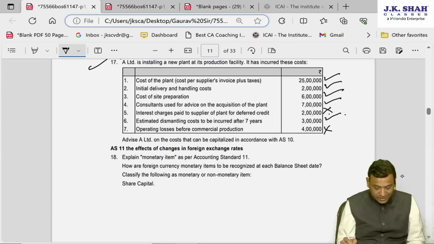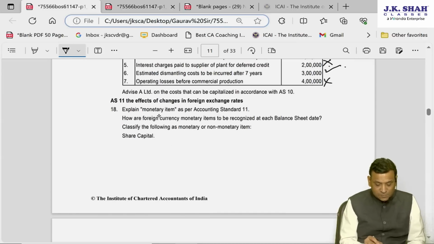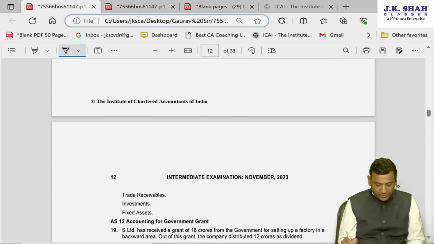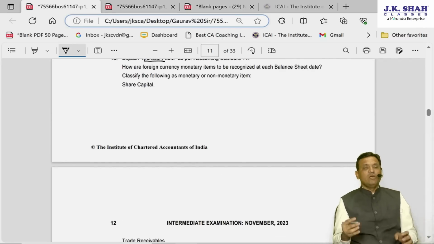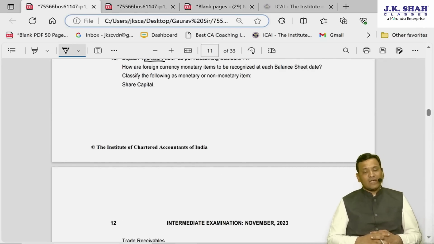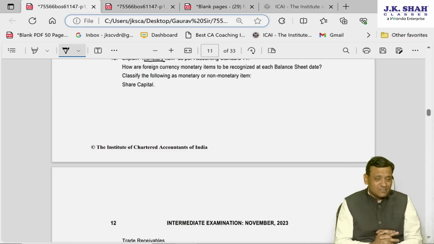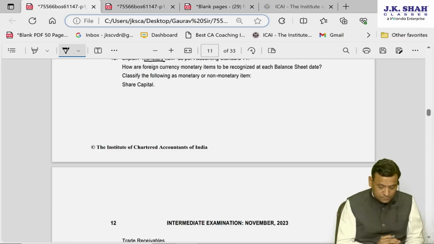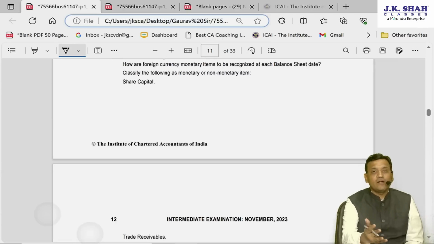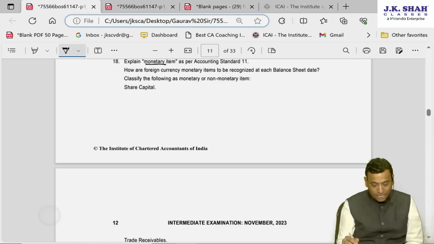Let us now move on to question number 18. Explain monetary items. How are foreign currency monetary items to be recognized at each balance sheet date? Classify the following as monetary and non-monetary. Now friends, what is a monetary item? We have learned monetary items are items of cash, assets to be received and liabilities to be settled in fixed and determinable amounts. This is monetary. What is non-monetary? Other than monetary, everything is non-monetary.